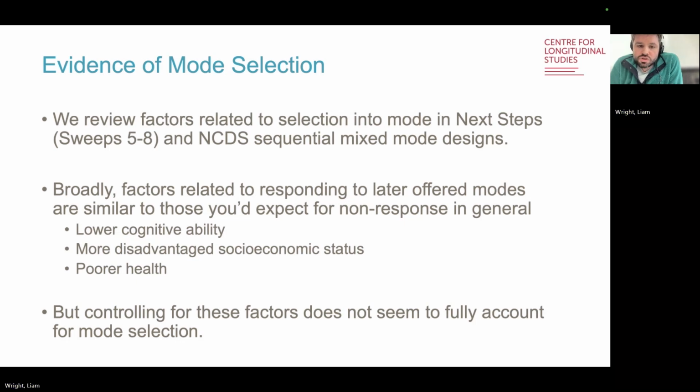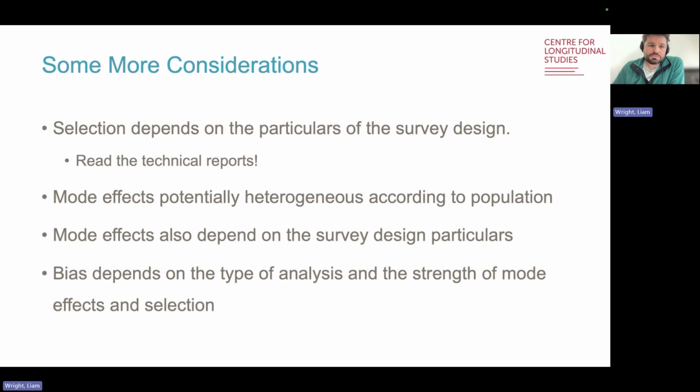However, trying to control for these factors doesn't seem to be able to fully account for mode selection. So I just referred to negative controls before and how they can be used to look at mode selection. The idea is to control for some of these factors that are related to selection into mode to see if you can reduce that mode selection effect in the negative control to zero, and it doesn't seem to be that you can do that easily. Richard might just discuss that a bit more in a while.